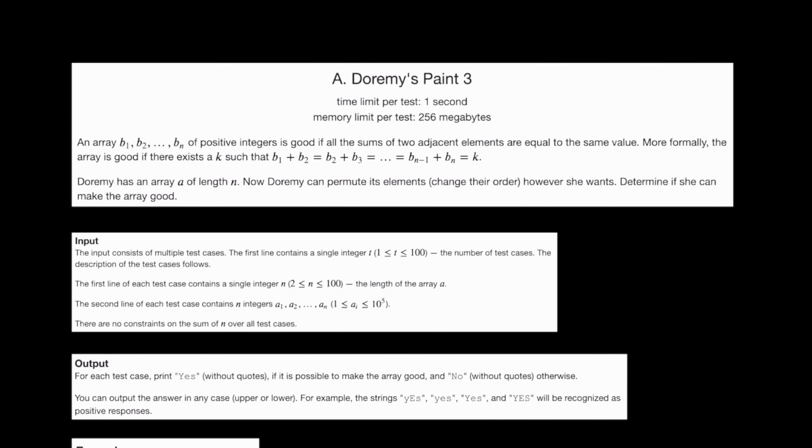Today we are going to discuss the problem Doremy's Paint 3. This is the sixth problem in the TLE Eliminators CP sheet. This problem is 800 rated. So let's start.